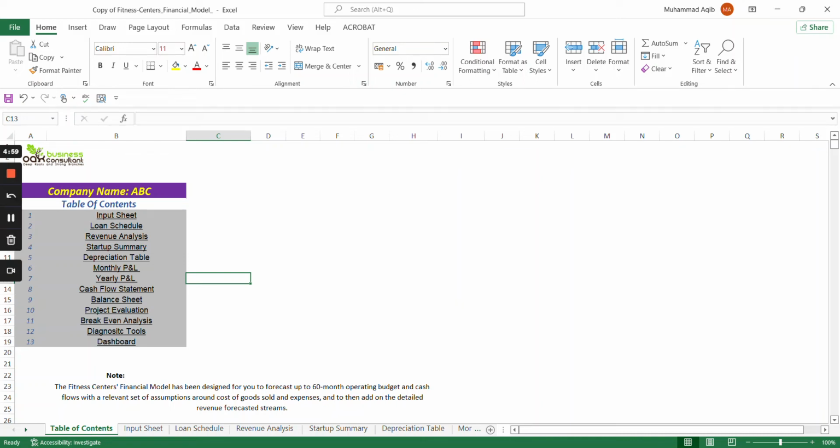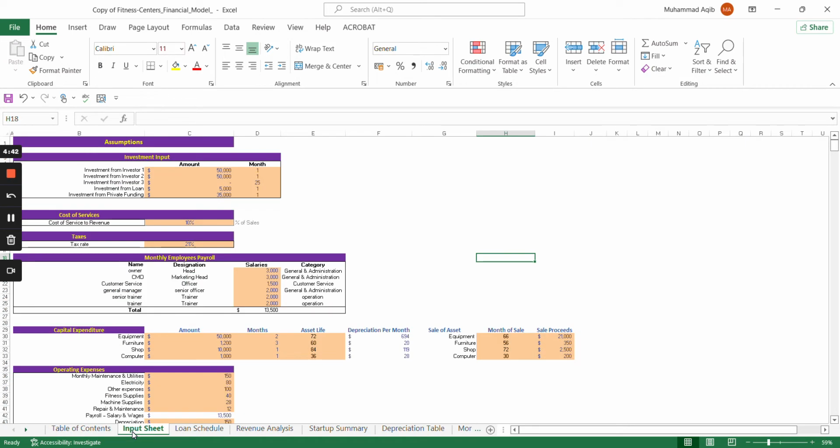Hi, today we'll be evaluating a fitness center's financial model using the input sheet, loan schedule, revenue analysis, financial statements, and dashboard. This will help us understand different aspects as well as growth of the business over the 5 year period. Moving to the input sheet, it includes various assumptions, for instance, investment taken from different investors as well as loans.